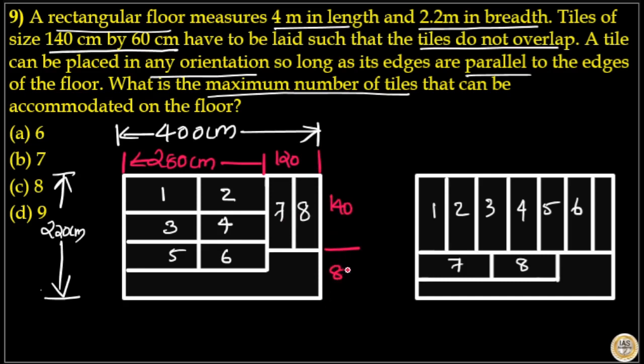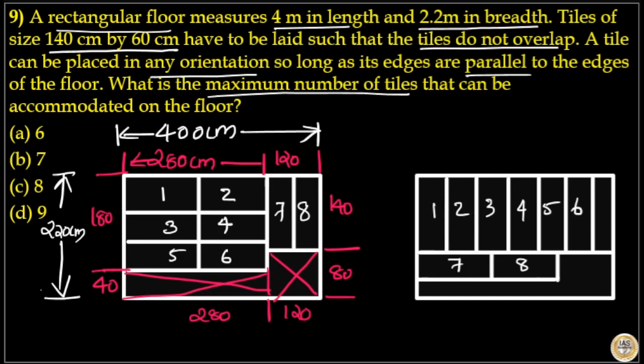The remaining is 80 here. And here also this is 280 and this is 120 here. So here you can see in 120 into 80 area you cannot fill a 140 into 60 tile. Here also 60 into 3 tiles, that means 60 into 3 is equal to 180 centimeter covered. The remaining is 40. So you cannot fill 40 into 280 area with 140 into 60 tiles. So this area will also not fill it. So only 8 tiles can be filled in this area.